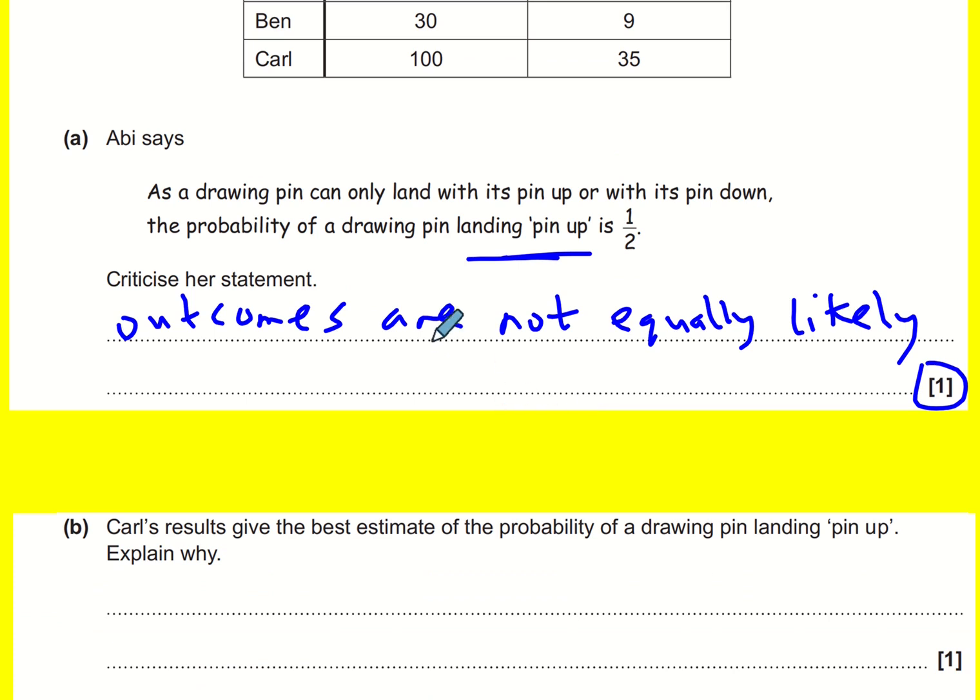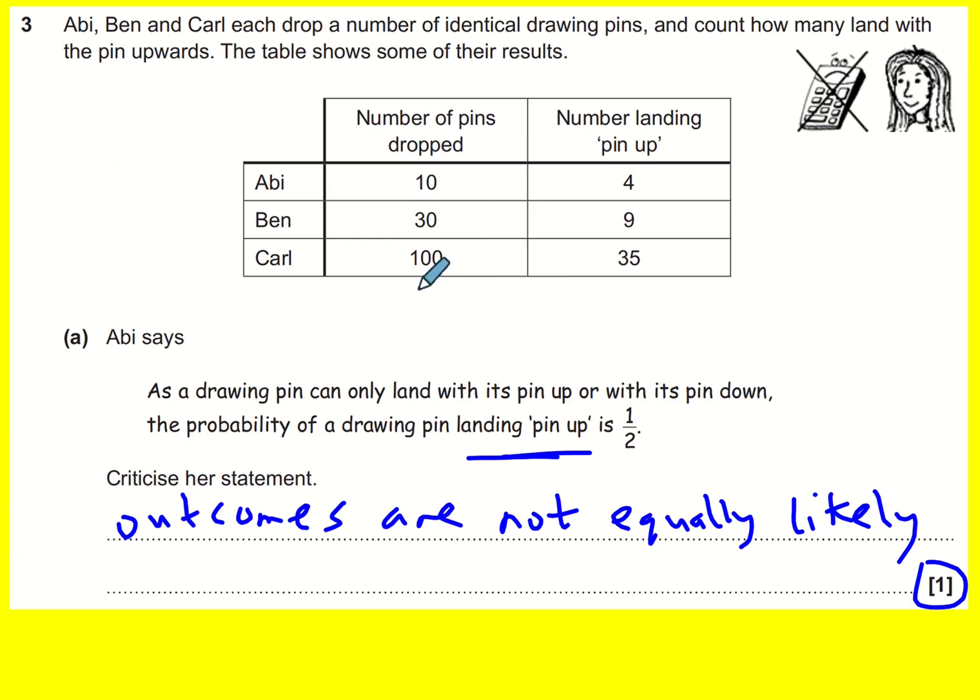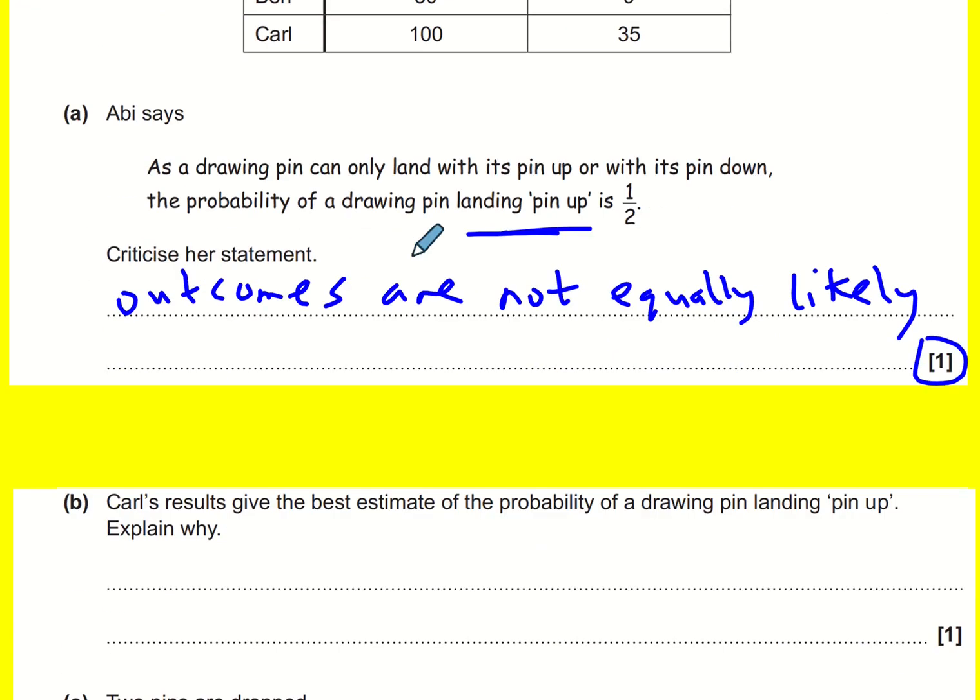Carl's results give the best estimate of the probability. Why? Well, he's done 100 trials, whereas Abby only did 10 and Ben did 30, so he's got the largest number of trials.